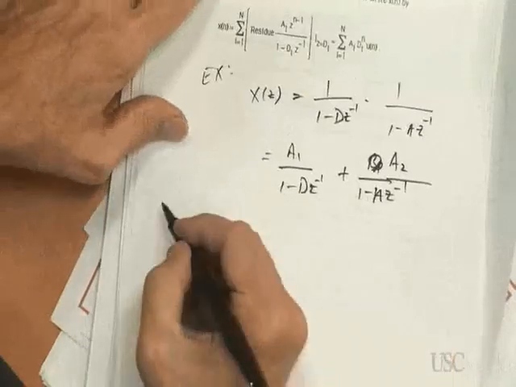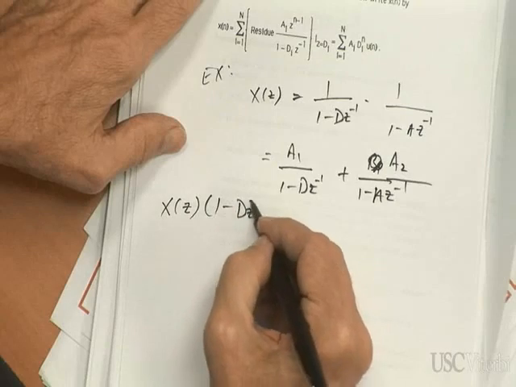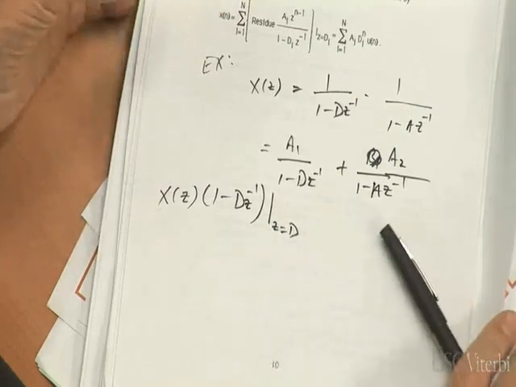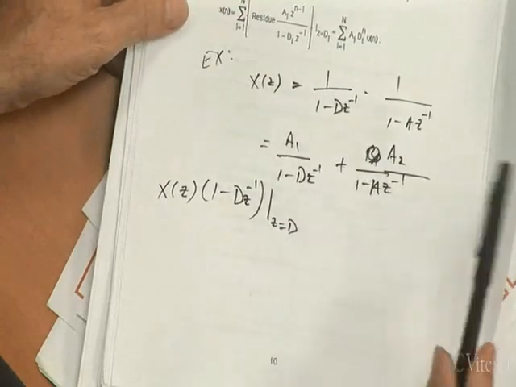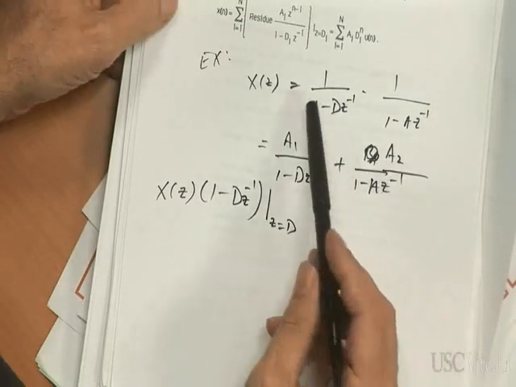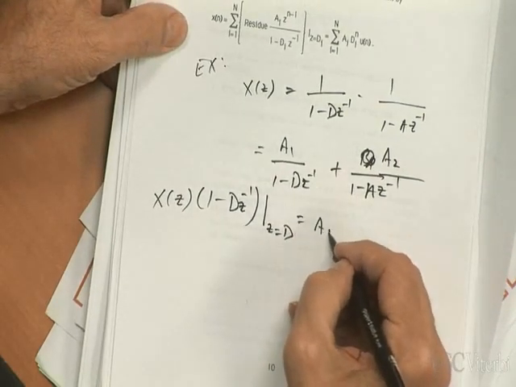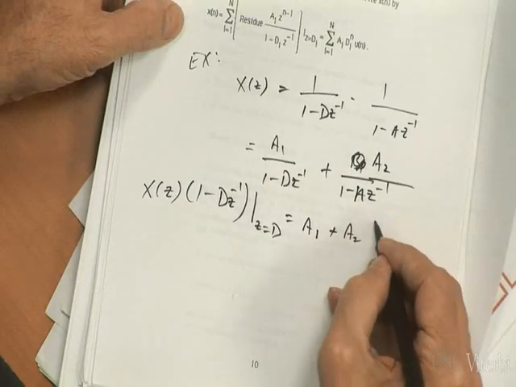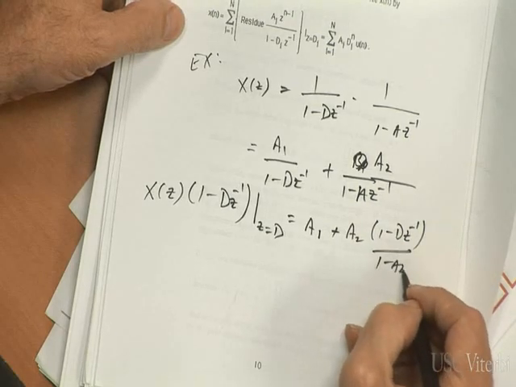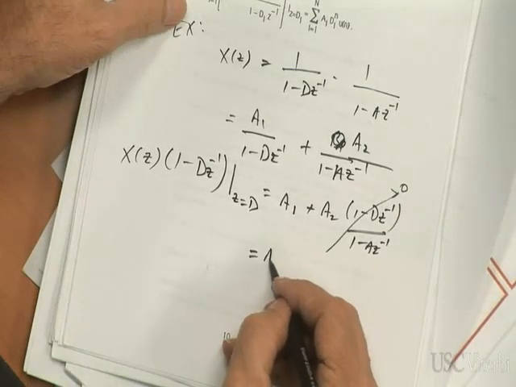By the way, how do you get the A1s and A2s? Sometimes you can do it by inspection, or you can always do this trick. Multiply X of z by 1 minus d z inverse and then evaluate z at d. If you do that, you are left with A1 plus A2 times 1 minus d z inverse over 1 minus a z inverse, and that goes to 0. So voila, you've ended up with A1.